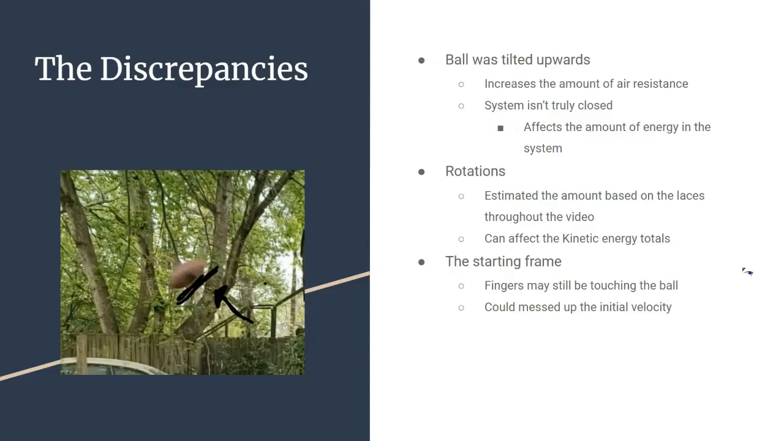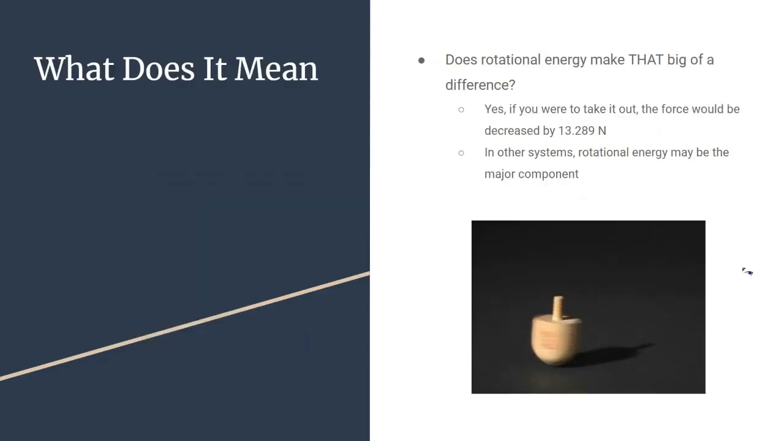And the starting frame actually may or may not have had the finger still touching the ball. I just couldn't see it clearly in the video, which could in fact mess up the initial velocity and in turn affect the final force of the chair we saw in the observation. So that's probably why the model was over-predicting a lot. But as we go into the lab, it doesn't really affect what the lab actually meant.